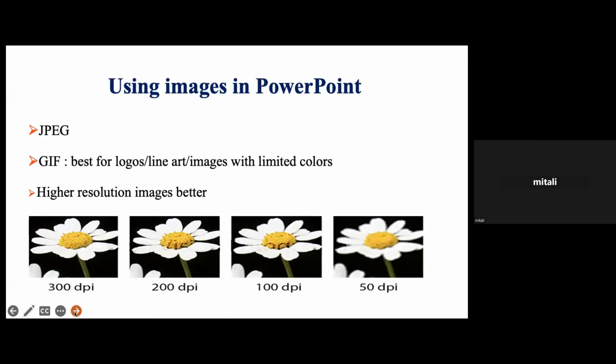When images are used, JPEG is the ideal format. GIF can be limited to logos or line arts or images with limited color. As you can see from the picture below, the higher the resolution of the image, the better the image. 100 dpi and more is the preferred size for an image when used in a presentation.